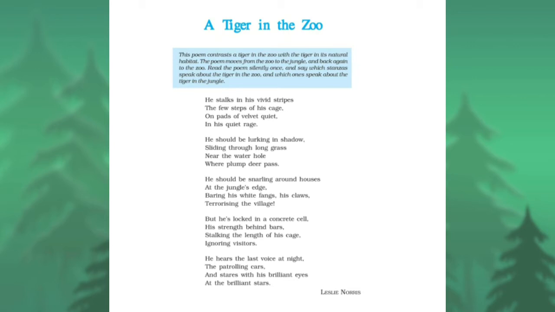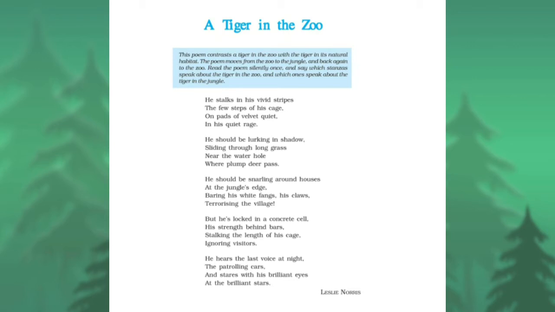So the overall meaning of this stanza is, the tiger moves slowly, he takes the few steps of the cage on pads of velvet, quietly, without making any noise, and he is very angry, but he is very quiet also. Why is he quiet? Because he is locked behind the cage, isn't it? So even if he is angry, he cannot do anything.